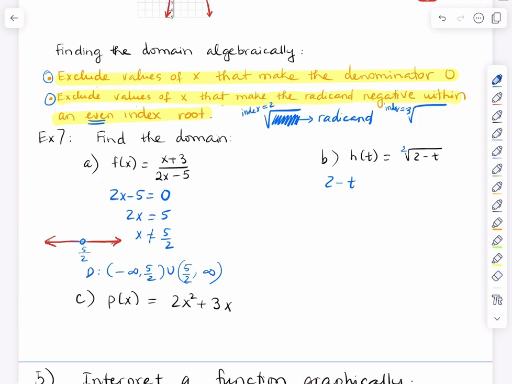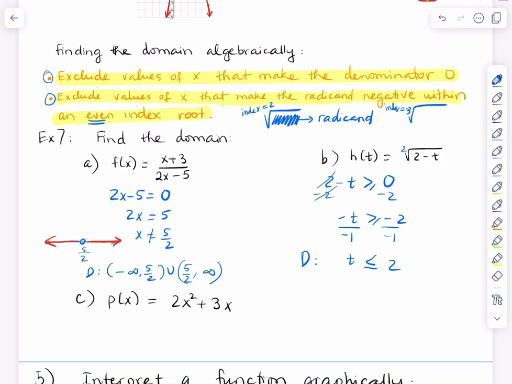We don't want it to be negative, so we're going to set it greater than or equal to 0. Negative means it's less than 0, and we don't want that. Solve this inequality. First, you subtract 2 from both sides, negative t on the left and negative 2 on the right. We still need to get t by itself, so we're going to divide both sides by negative 1. On the left, we end up with positive t because two negatives make a positive. On the right, we end up with positive 2. Because we're dividing both sides by a negative number, we must reverse the inequality sign to t is less than or equal to 2. This right here is the domain.